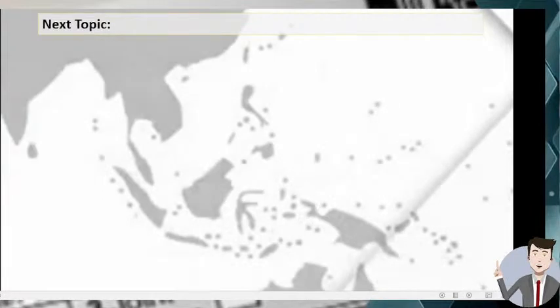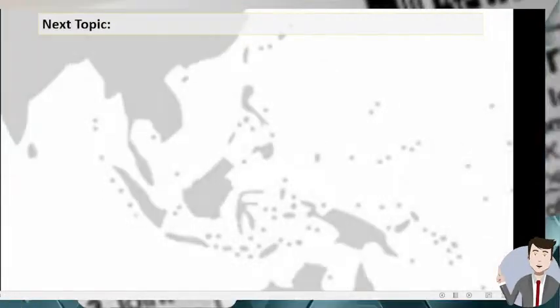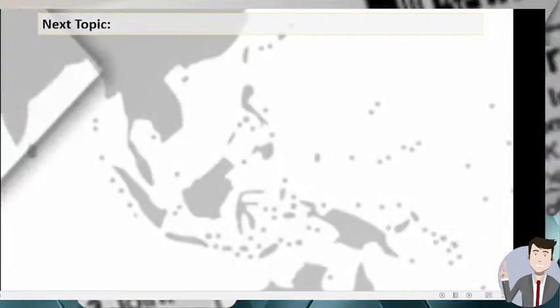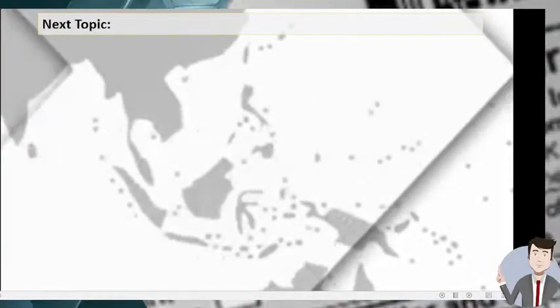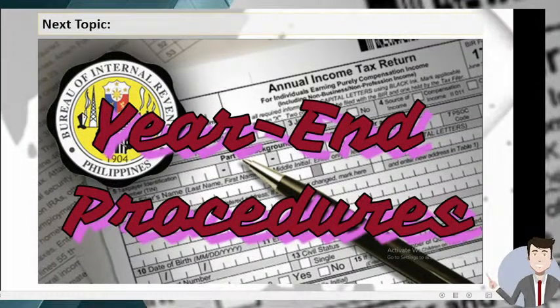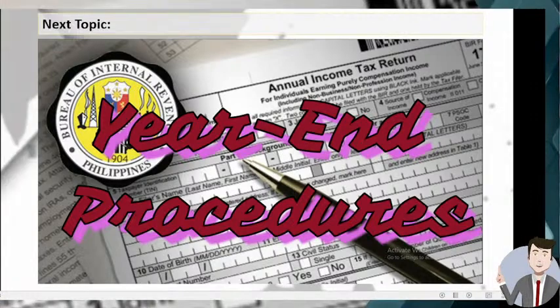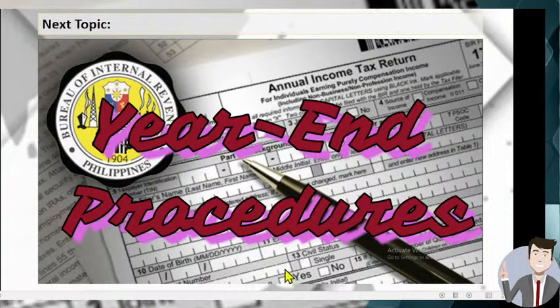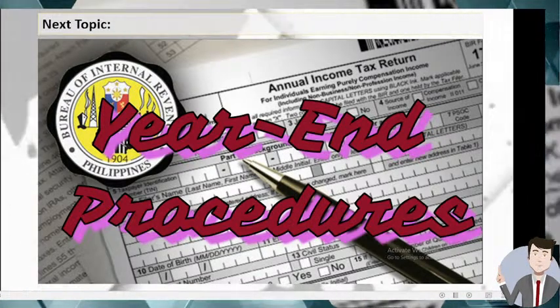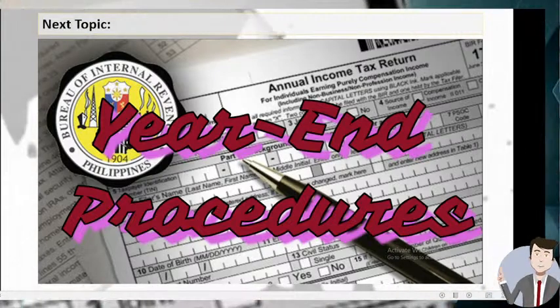Okay. So that is the end of our discussion on gain or loss on sale or exchange of capital assets. The last topic that we're going to discuss this semester is year-end procedures. So kindly stay updated. See you next meeting.